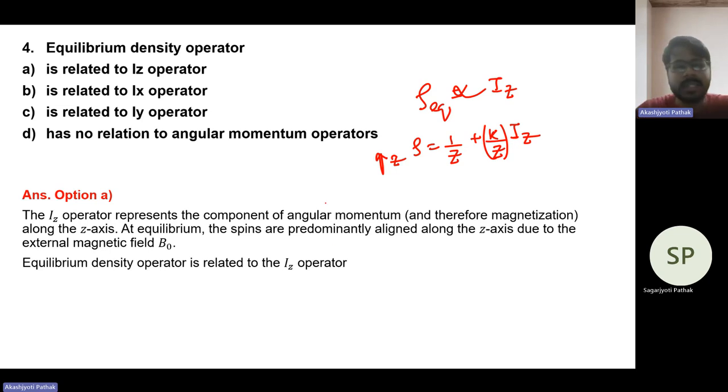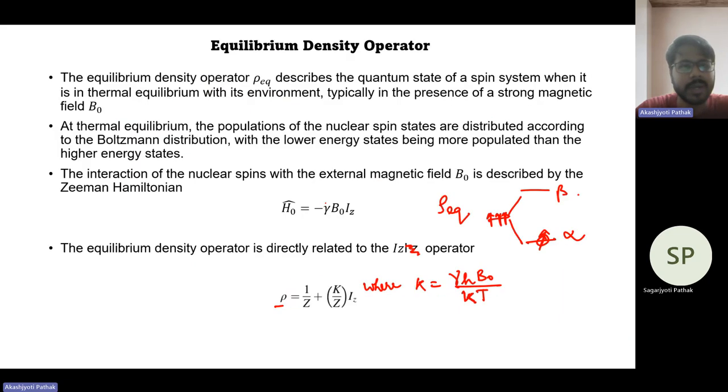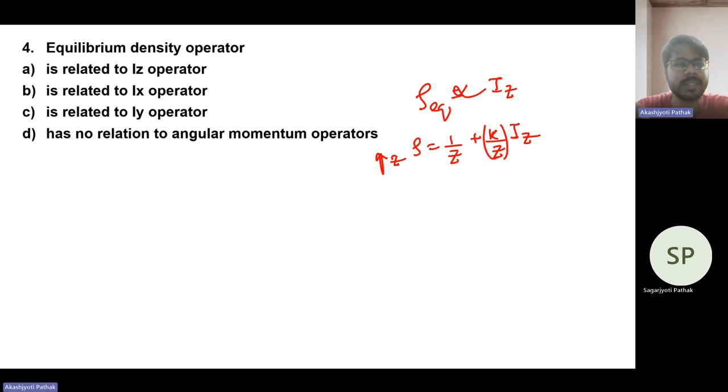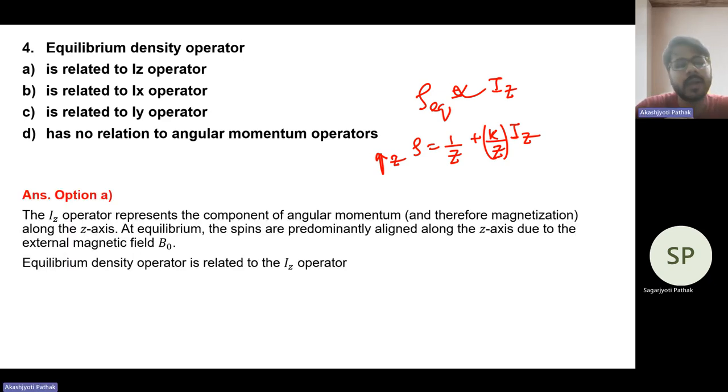And what is this equilibrium density operator? It describes the quantum state of a spin when it is in thermal equilibrium with the environment. When it is in equilibrium with the environment, it will align in the z direction, and so it is related to the Iz operator, which is the spin angular momentum along the z-axis.